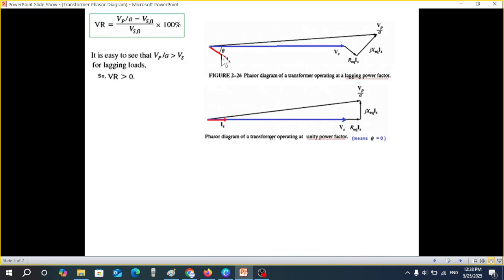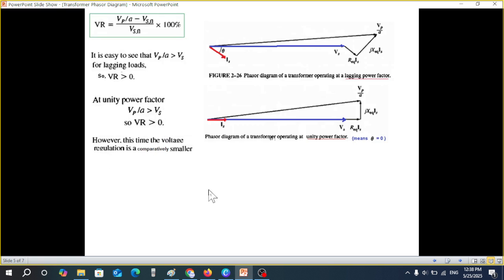The second case, we assume that the current is in phase with the voltage. In this case also, you can compare VP/a and VS. In the previous case, the difference was much more. The difference here is less, but the formula remains the same. That is, VP/a is still greater than VS, and that means VR is greater than 0.